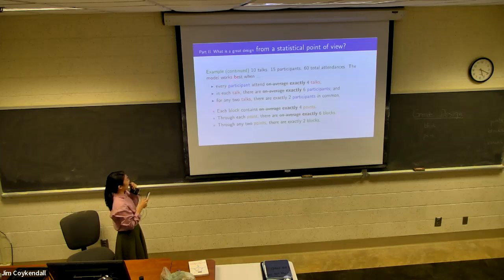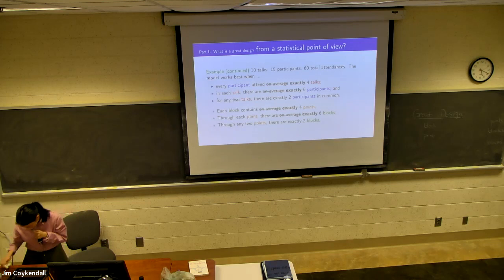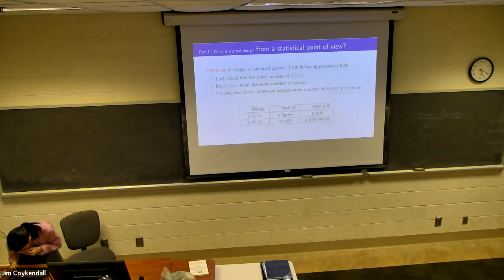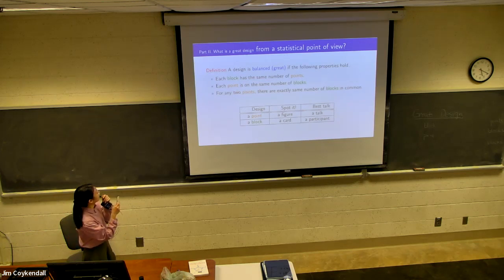So that means calling each participant a block, each talk a port, then all the features here would become: each block contains exactly 4 ports. For each port, there are exactly 6 blocks. For any 2 ports, there are exactly 2 ports. Now, this property is just the same as what we have when we talk about the game spotting.